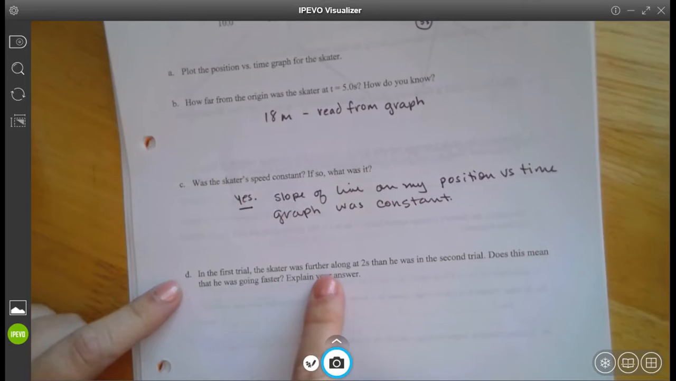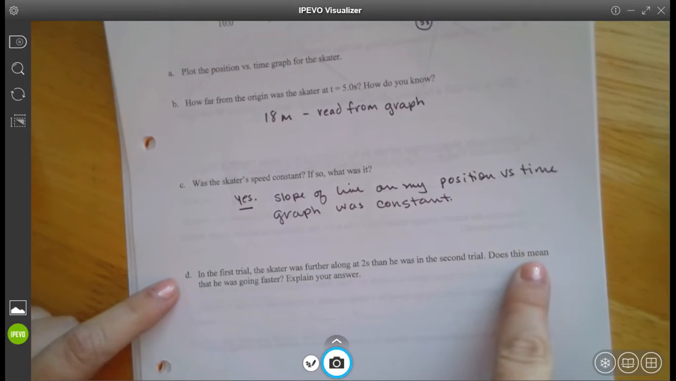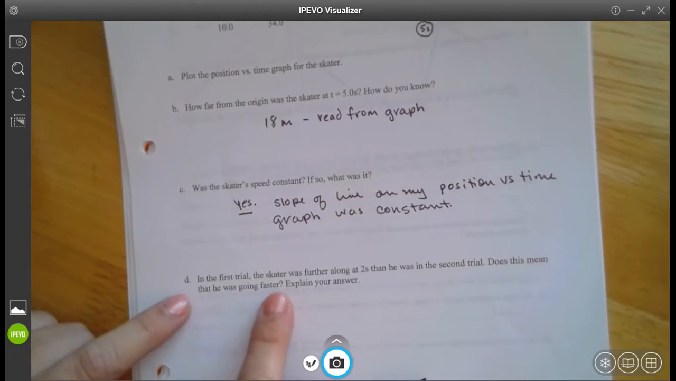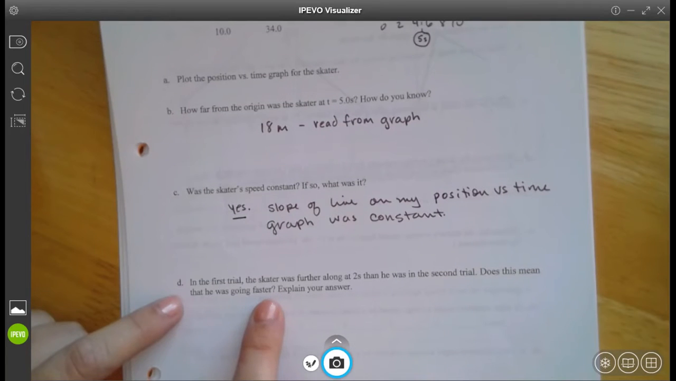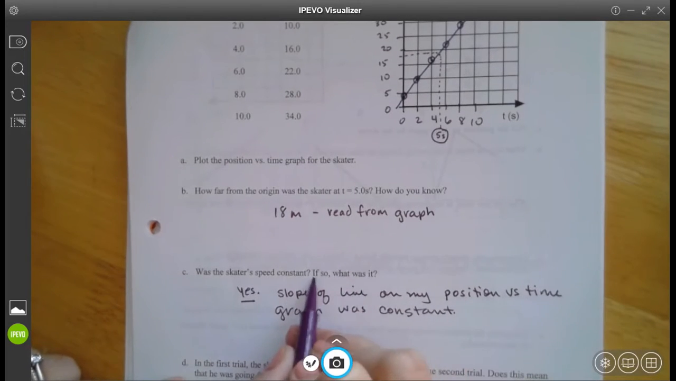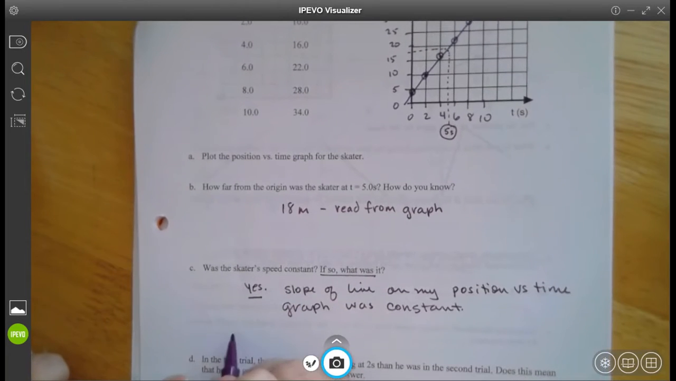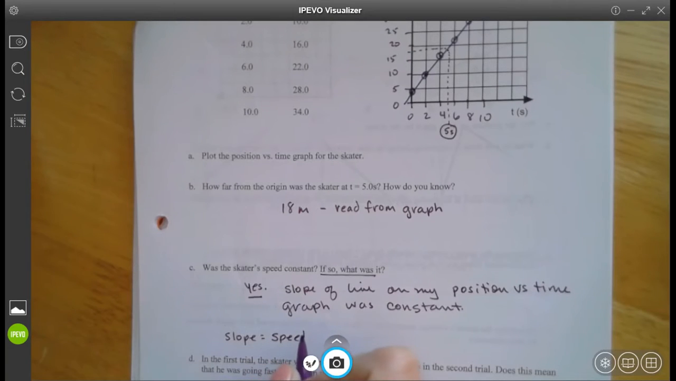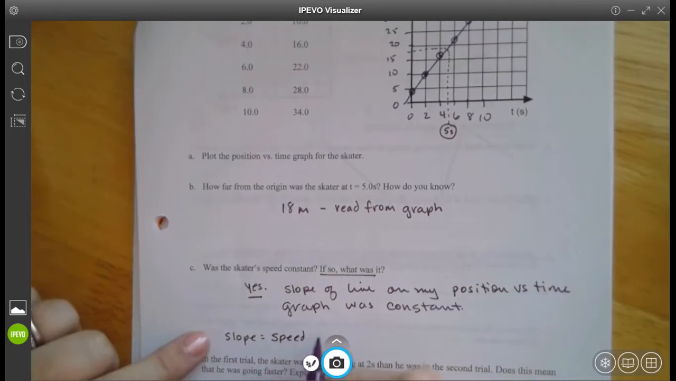In the first trial, the skater was farther along at 4 seconds than in the second trial. Does this mean that he was going faster? Well, we have to flip back and look at that data, right? Oh, wait, we need to go back here and calculate our speed, right? Okay, so it says, so what was it? The way we're going to do that is our slope is equal to our speed. So our slope is going to be our speed, change in position divided by our change in time.